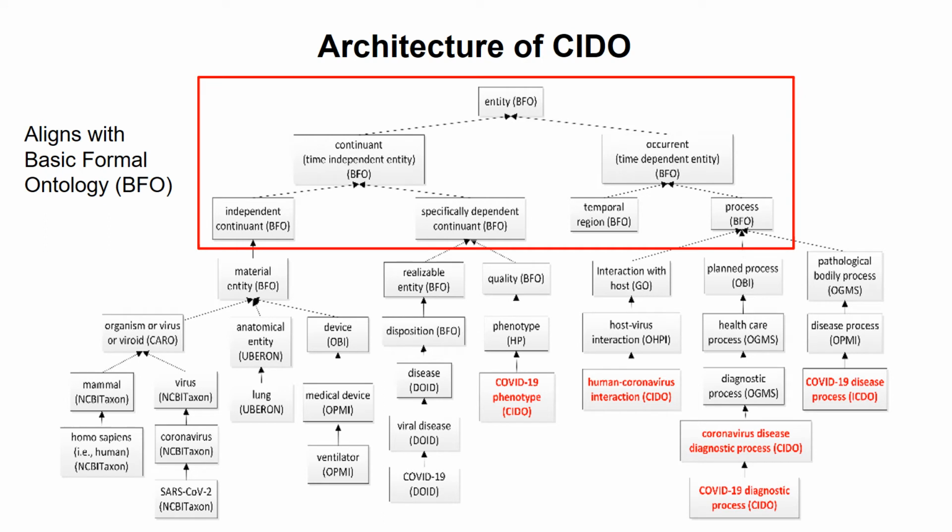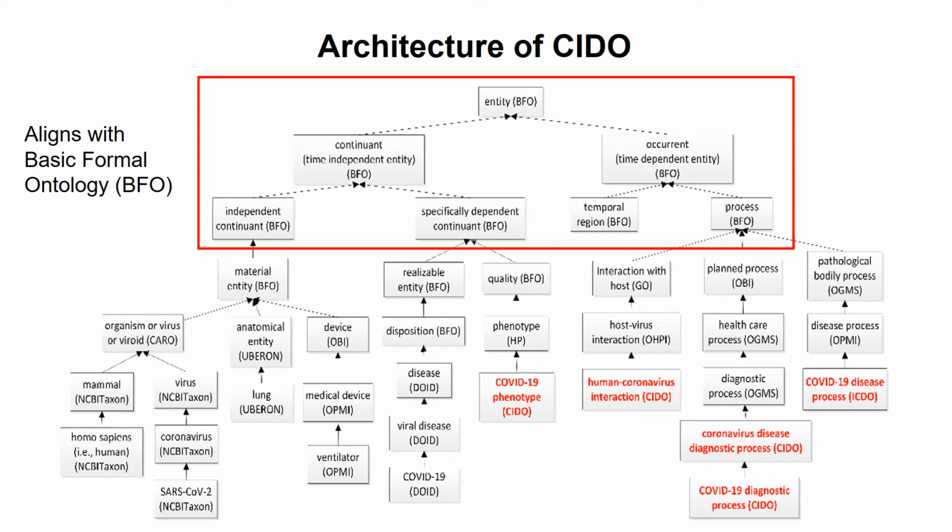Here I'd like to present some of the architecture of CIDO. CIDO aligns with the Basic Formal Ontology. Here you can see the structure, where we have continuant and occurrent. Continuant means a time-independent entity, and occurrent means a time-dependent entity, like a time or a process. The time-independent entity includes independent continuant and specifically dependent continuant.